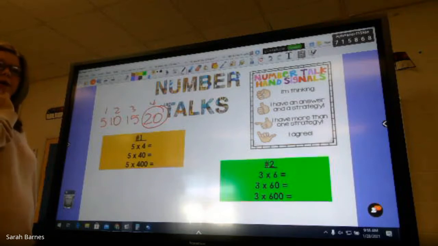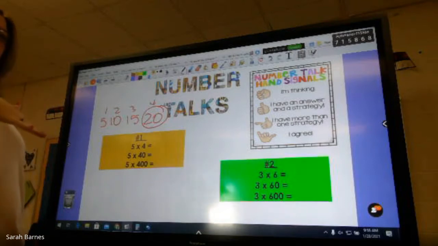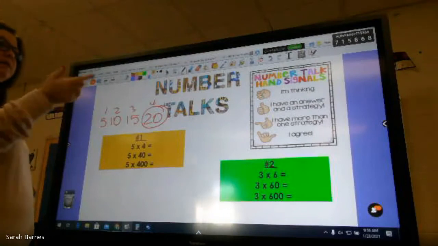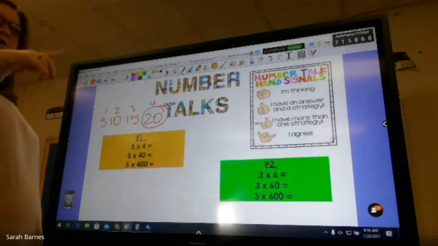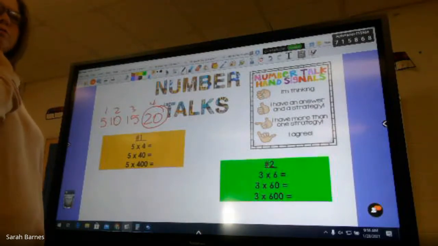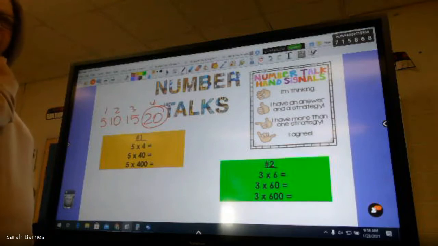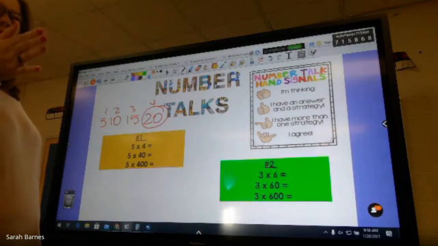Anybody have another way? Jensen said he memorized it. Harmony said she counts by 5s. Joseph, you have another way? Miss Barnes, I remember that you told us that multiplication is just like when you add and add and add, like repeated addition. So I added 5 plus 5 plus 5 plus 5, and I got 20.